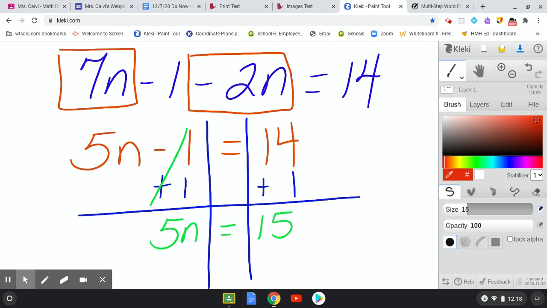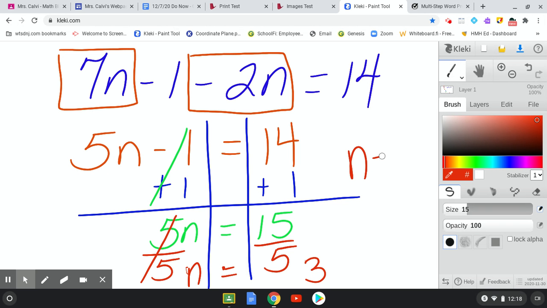I now need to get rid of that 5 that is with my n, being its multiplication. I'm going to divide both sides by 5. My 5's on my left cancel. I'm finally left with my variable by itself. n is equal to 15 divided by 5, which gives me 3. So my final answer is n is equal to 3.